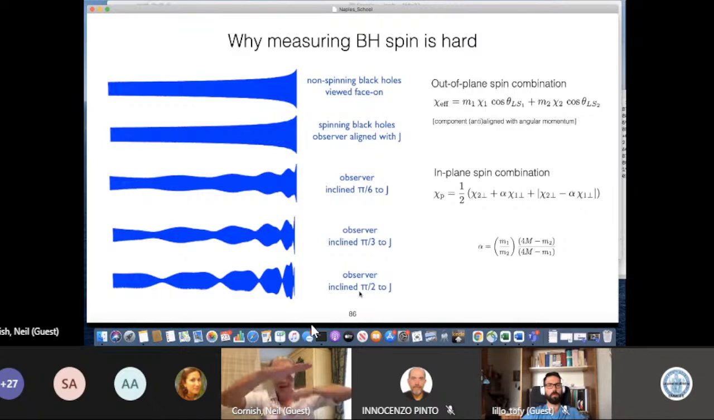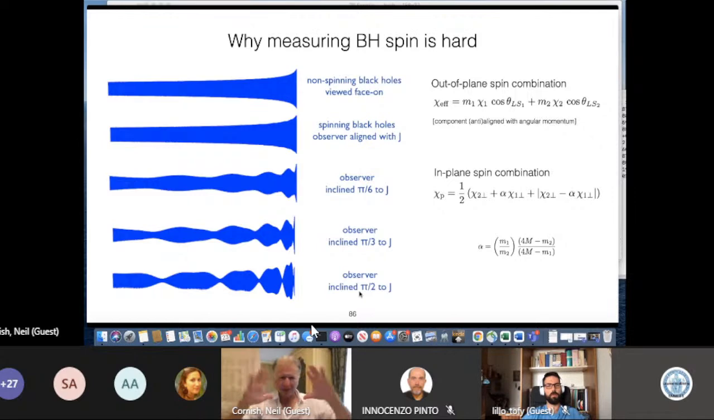It's a bit like if you're observing, imagine a plate is wobbling. If you're viewing it face on, it's hard to see the plate wobbling. But if you see it edge on, you can see the plate wobbling really easily.